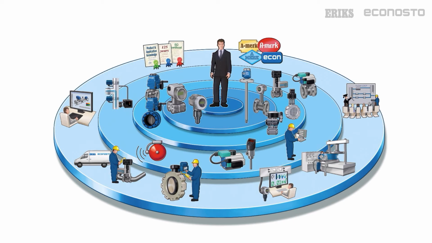Thanks to the integral system approach of ERIKS Econosto, the mutual coordination of components, and with this, optimum operation of your skid or control loop is ensured, while their development proceeds much more efficiently. And that saves you both time and money.